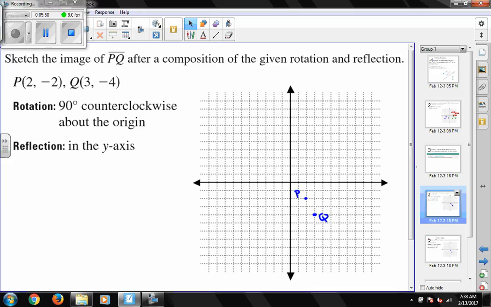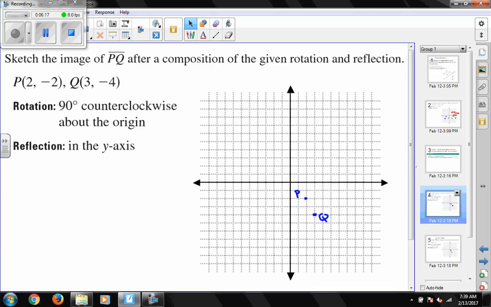So what are problems going to look like if we're doing a composition? Well, if I start with my points P at 2, -2, and Q at 3, -4. First, we want to do a rotation 90 degrees counterclockwise about the origin, and then we want to reflect it in the y-axis.